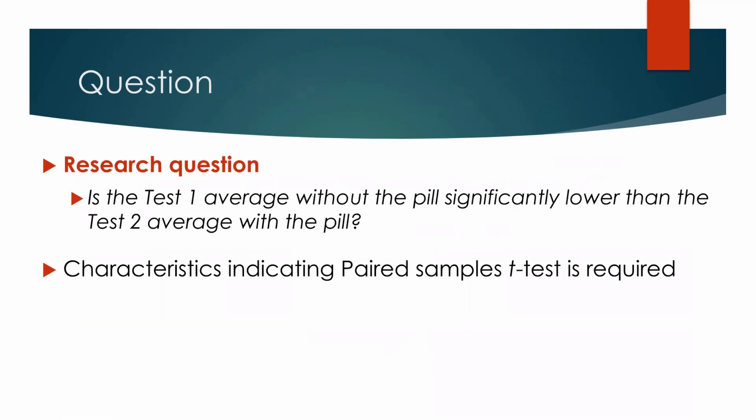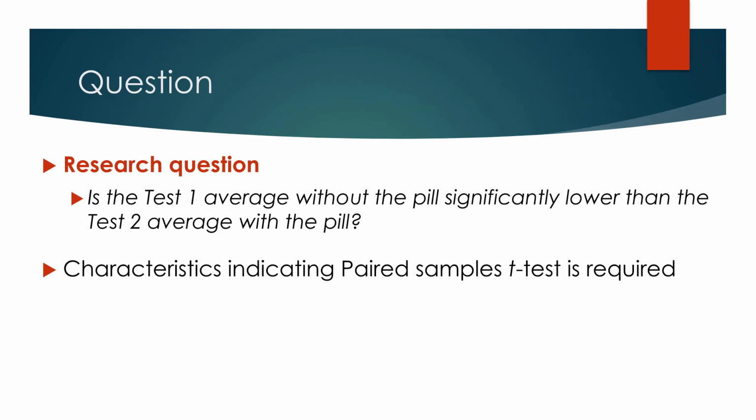So let's take that general question and put it more technically. The research question will be phrased: is the test 1 average without the pill significantly lower than the test 2 average with the pill? Okay. Now, notice how it's phrased there. The general question is asking, does the pill work? Well, how would you know the pill works? If when they took it without the pill, they got a lower average on the test than when they took it with the pill, okay?